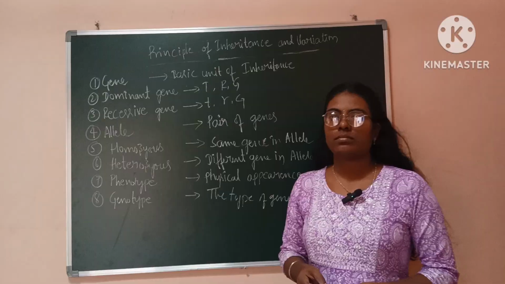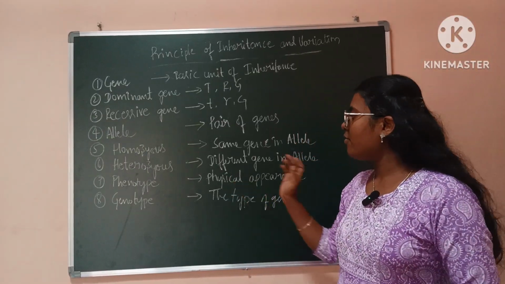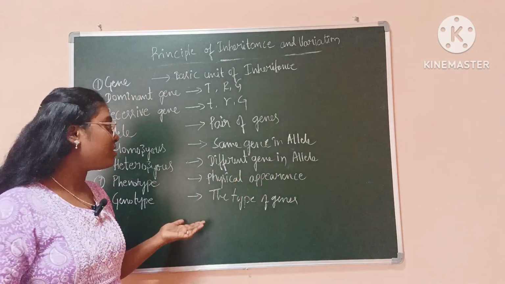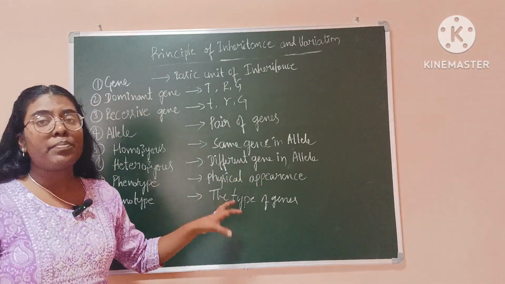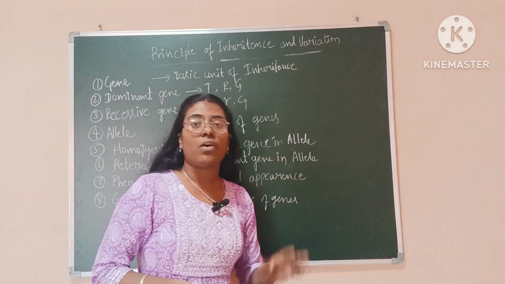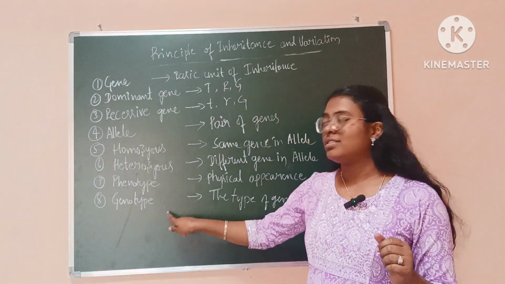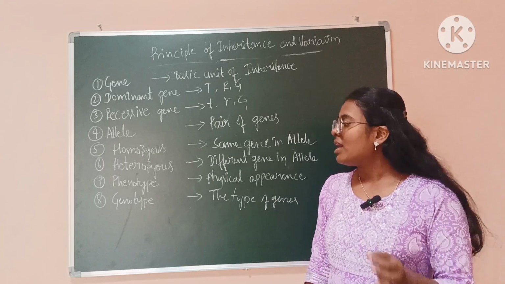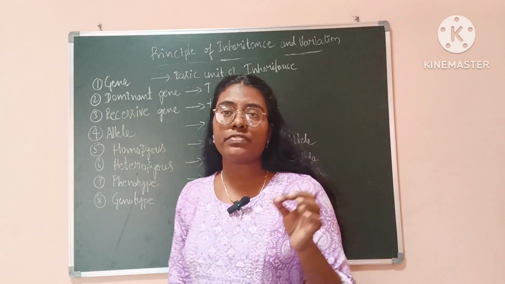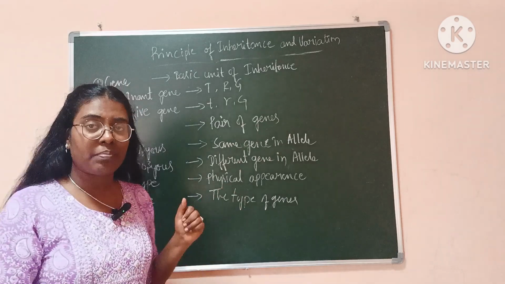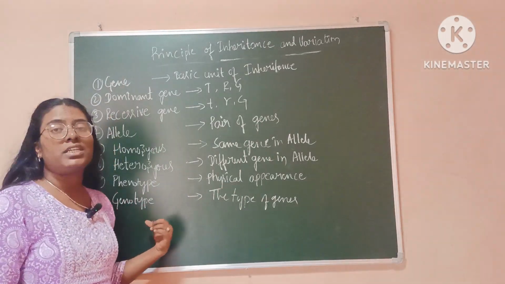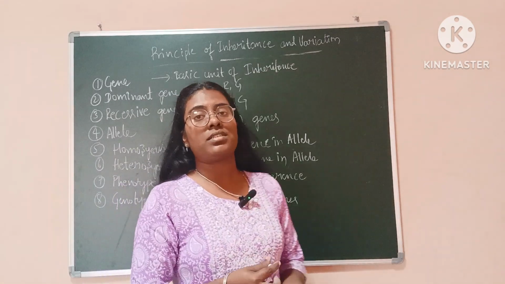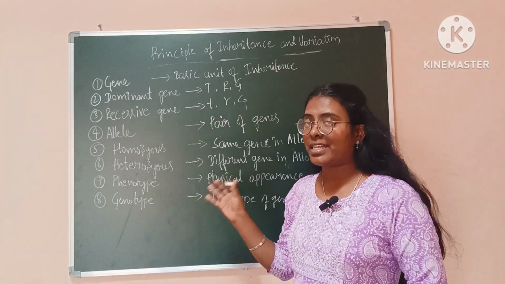And coming to the next one, the meaning of phenotype is physical appearance. And coming to genotype, what is the meaning of genotype? The type of genes which are present in an organism is considered as genotype. So phenotype means the physical appearance of the organism, and genotype means the type of genes which control those phenotypic characters. Okay, so these are some of the basic terminologies in the chapter, the principle of inheritance and variation.